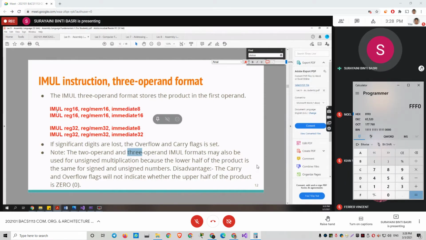Previously, we said that the multiplication for unsigned is only one operand, right? But actually, you can use the same format to operate more than one operand. I mean, you can use this format with unsigned numbers. You just need to change this IMUL to MUL.